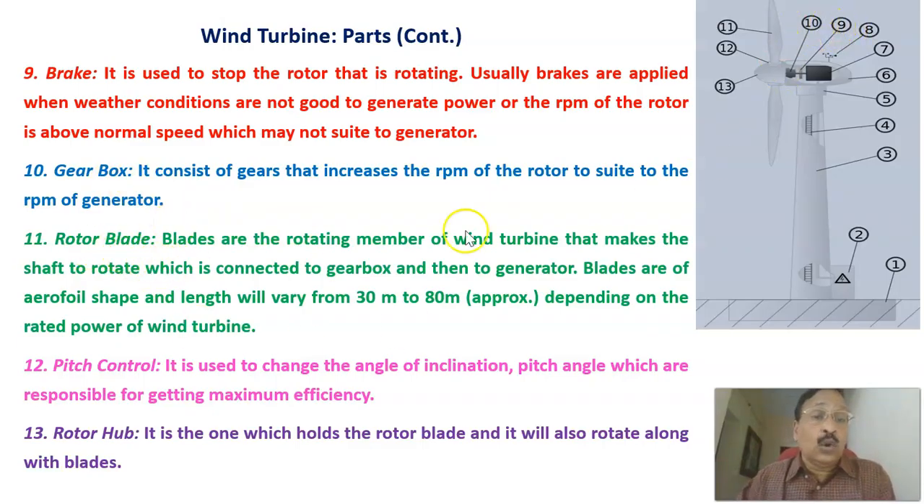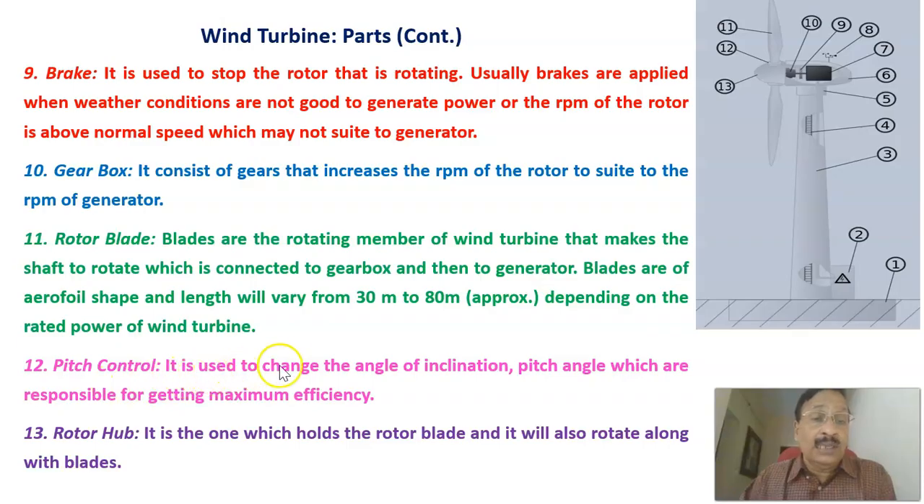And 11, that is the rotor blades. Rotor blades are the rotating member of the wind turbine that makes the shaft rotate, which is connected to the gearbox and then to the generator. Blades are of aerofoil shape, and length will vary from 30 meters to 80 meters approximately, depending upon the rated power of the wind turbine.